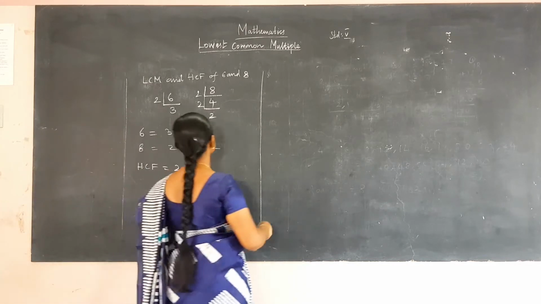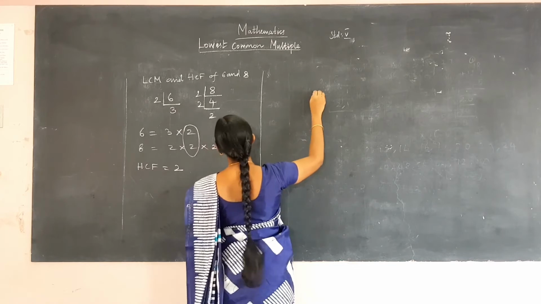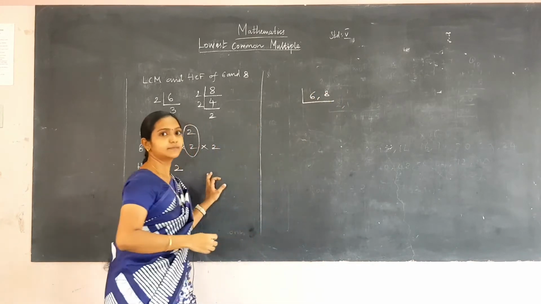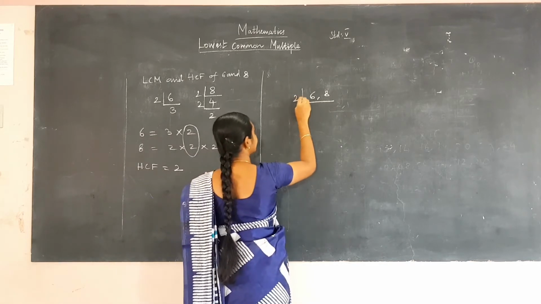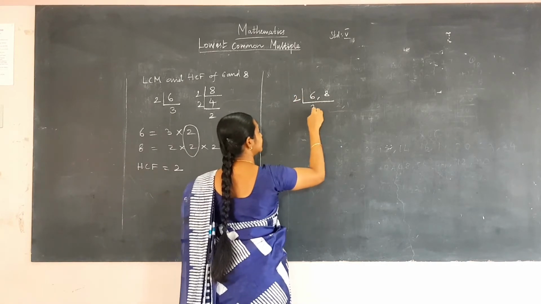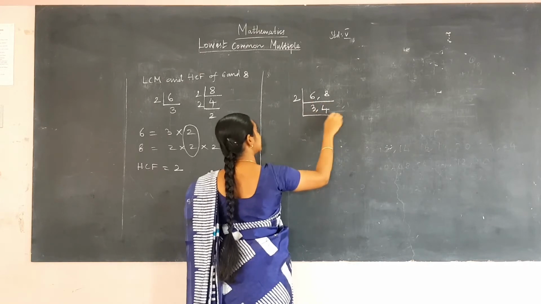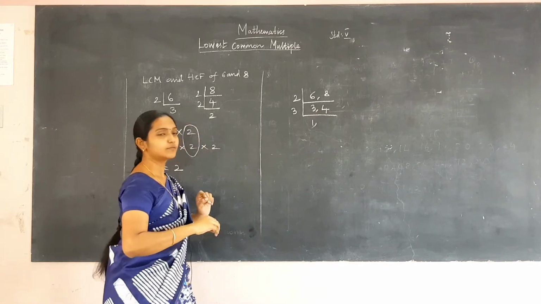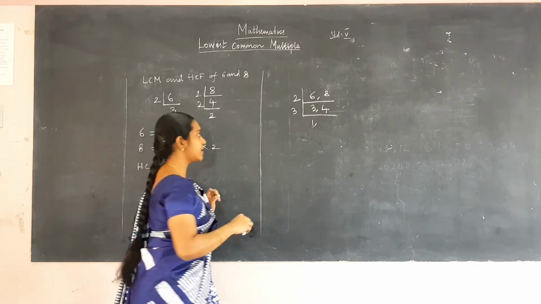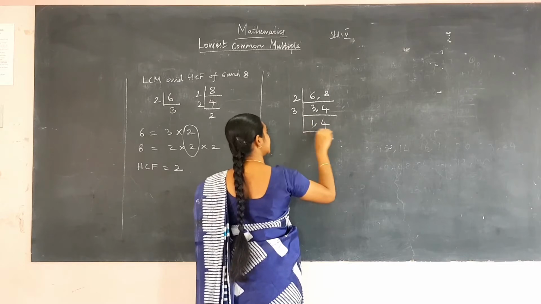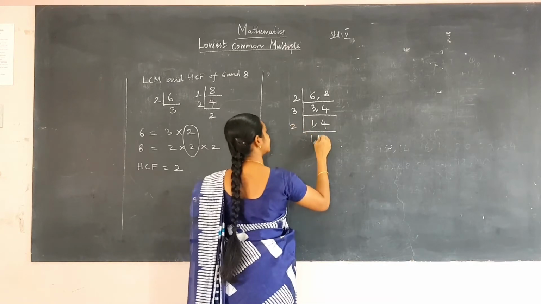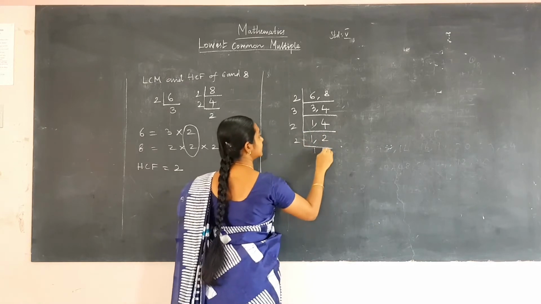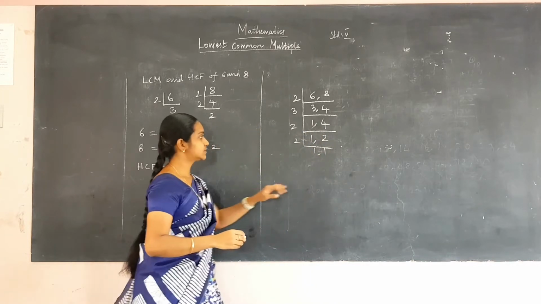Let us find the LCM now. For LCM we have to write 6 and 8 together and then divide. 3 into 2 is 6, 4 into 2 is 8. Divide it with 2, we get 3 and 4. Divide it with 3, 1 3 is 3. We can't divide 3 with 4, so we have to keep 4 as it is. Next we have to divide it with 2. 2 into 2 is 4. Again divide it with 2, we will get 1, 1. Stop with this.